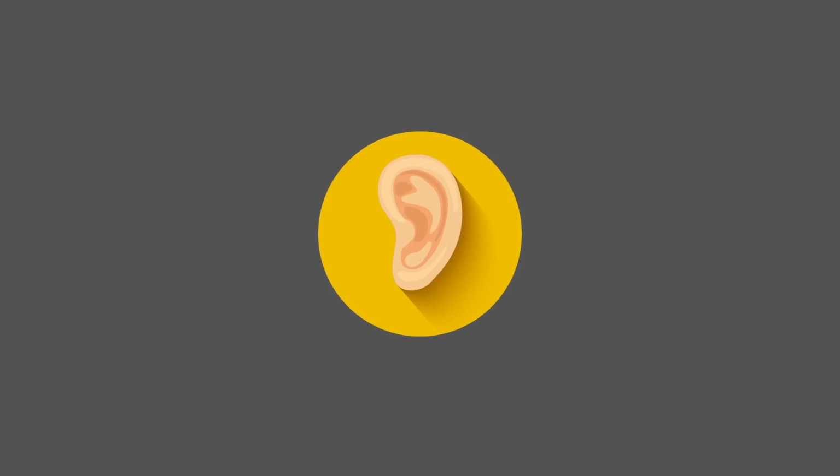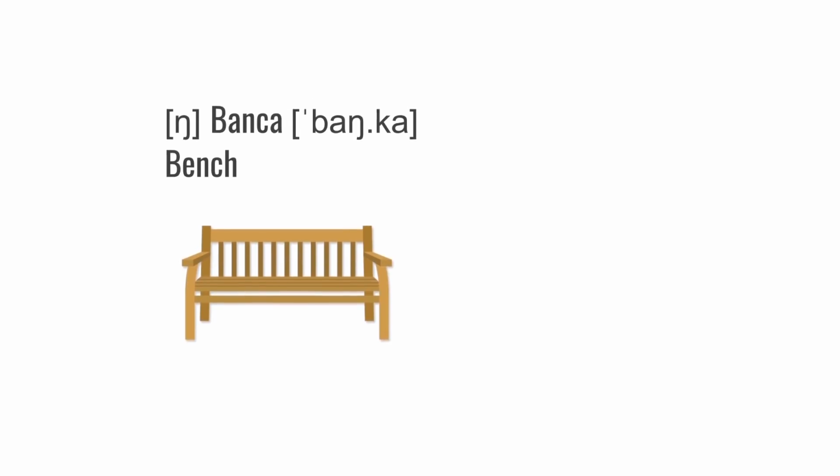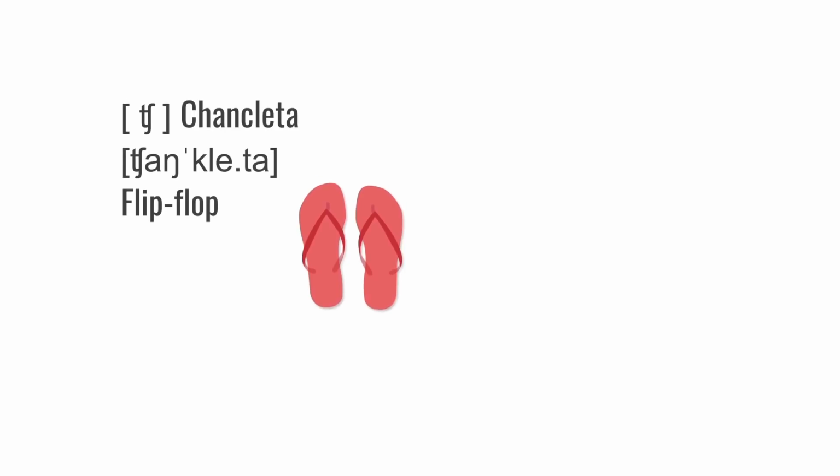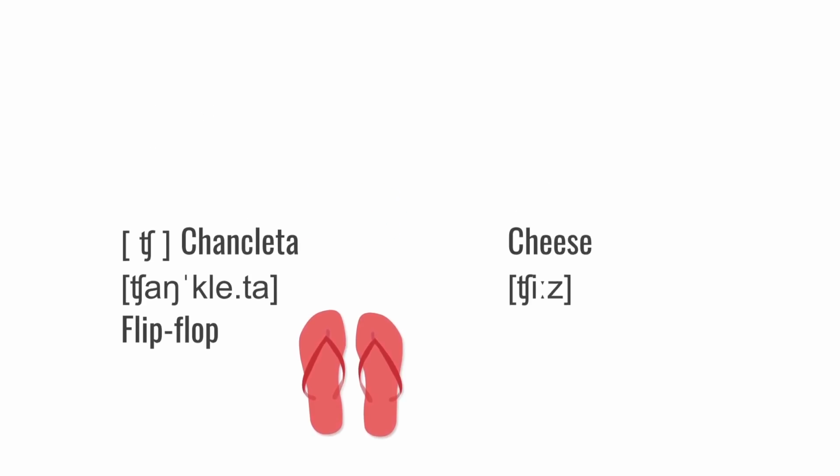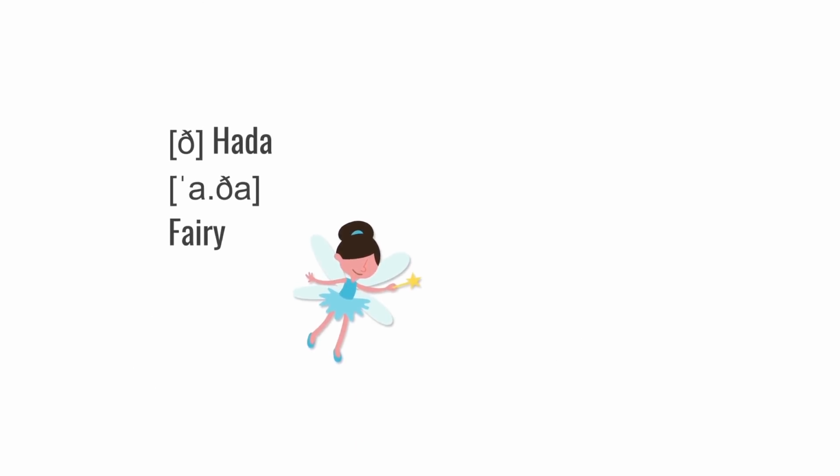Next up, we have 2 more symbols that are really familiar sounds. There's as in Spanish's banca, or English's bank. This is an N produced with the back of the tongue instead of with the front. And there's ch, as in Spanish's chancleta, or English's cheese. It's actually two sounds stuck together in this case. It's a t and a sh. Ch. Last, we have Spanish's v as in hada.